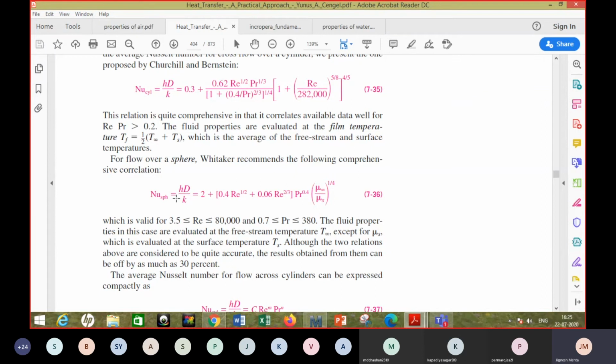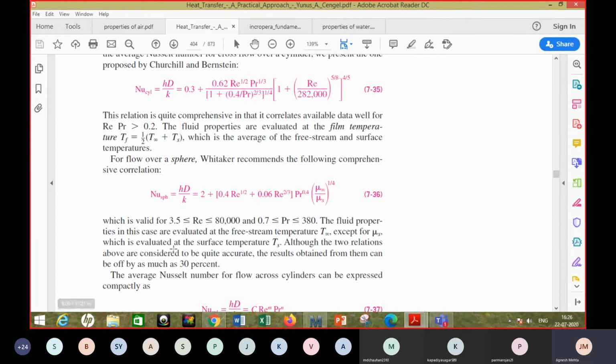Nusselt number, this is for a sphere. 2 plus 0.4 Reynolds number to the power 1/2 plus 0.06 Reynolds number to the power 2/3, times Prandtl number to the power 0.4, and this is something different, mu infinity upon mu s. Now here you can read this, right? The criteria is also important. It is valid for Reynolds number in the range of 3.5 to 80,000 and Prandtl number 0.7 to 380.